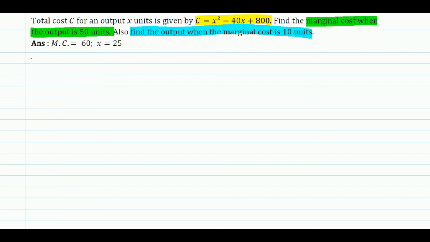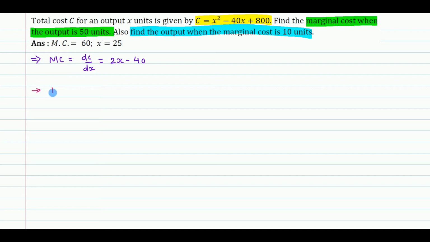First of all, we have to find marginal cost. The marginal cost function is dC upon dx, which is the derivative of C with respect to x. The derivative of x square is 2x, minus the derivative of 40x which is 40, and the derivative of 800 is 0. Now our first question is to find marginal cost when output is 50 units.